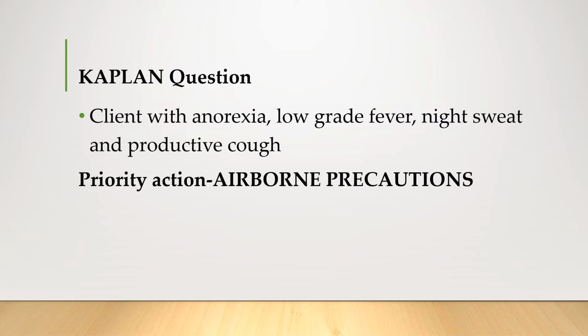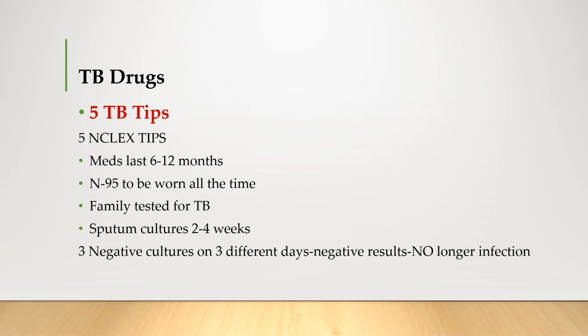Now I thought I should grab something for you, a Kaplan question. If a client comes with anorexia, low grade fever, night sweats and productive cough, what is the priority action we have to do? As we have studied, airborne precaution is the main thing that we have to do. That is our priority action. So if there is a question like that and airborne is mentioned, you have to prioritize that one.